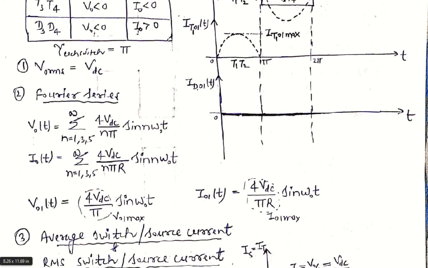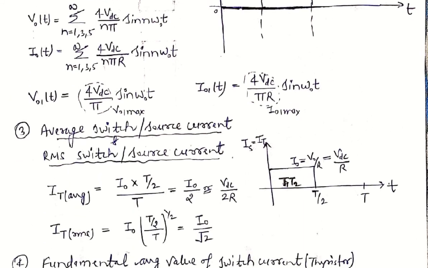And this is the fundamental voltage expression. If we put n equals 1, we obtain the fundamental. Simply put n equals 1 in the above expression for v0(t), then we get 4 VDC divided by pi times sine omega naught t. And this 4 VDC divided by pi is the fundamental component of voltage, its maximum value. For current, similarly put n equals 1, and we get the fundamental component of current's maximum value.